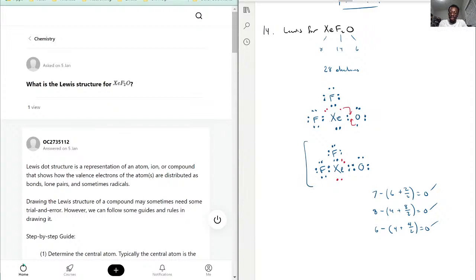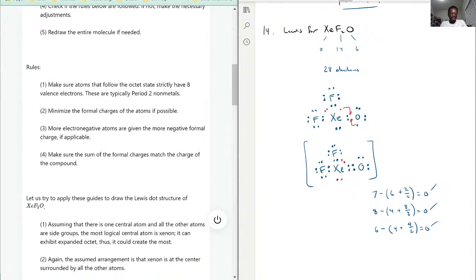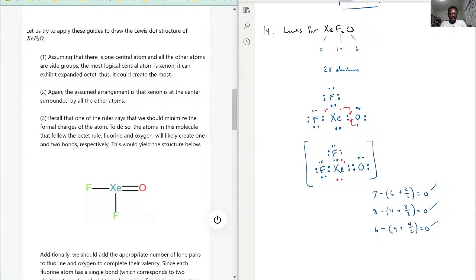So this is going to be the Lewis dot diagram for this indeed, because we've shown that the formal charges are good. And let's count the amount of electrons we have now. We have 8, 8, and then 8. So that's 8 times 3 is 24, plus 2, plus 2. That is indeed 28 electrons.